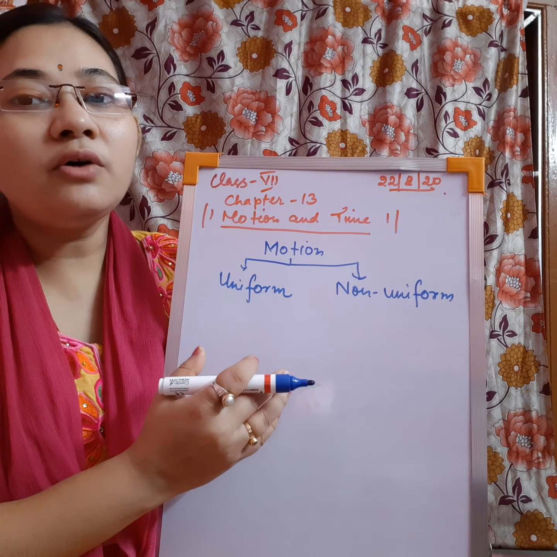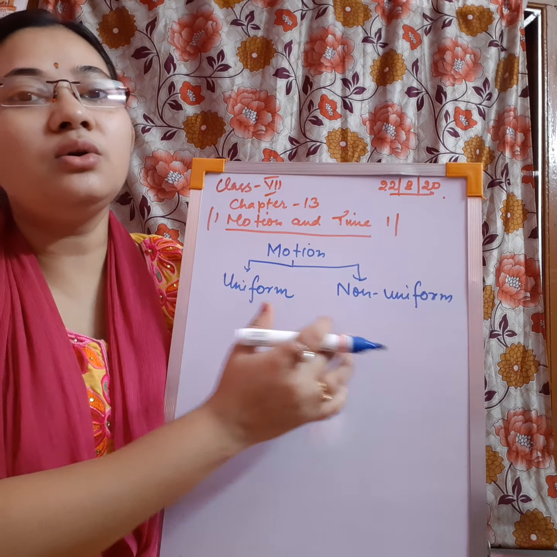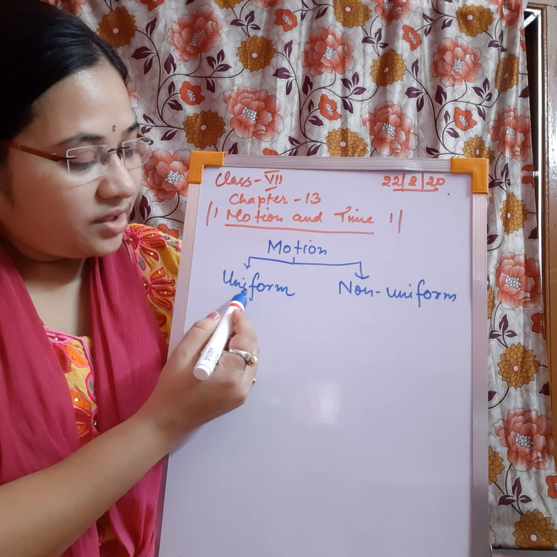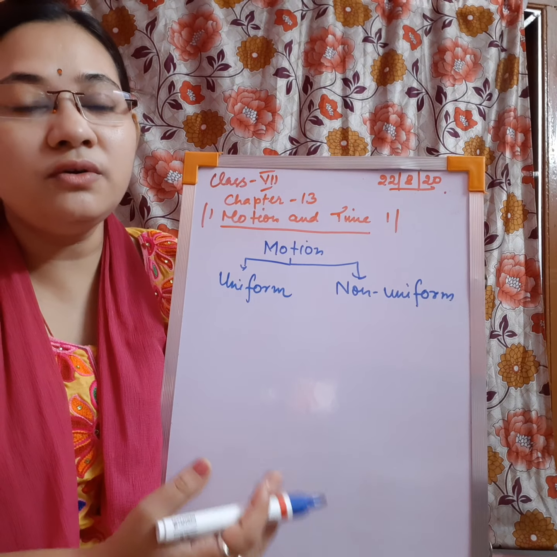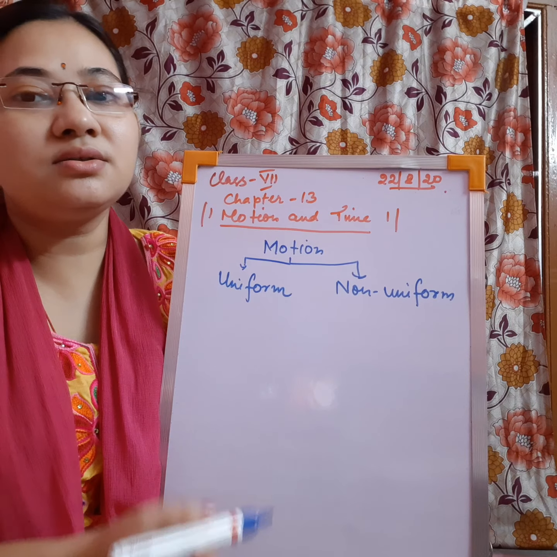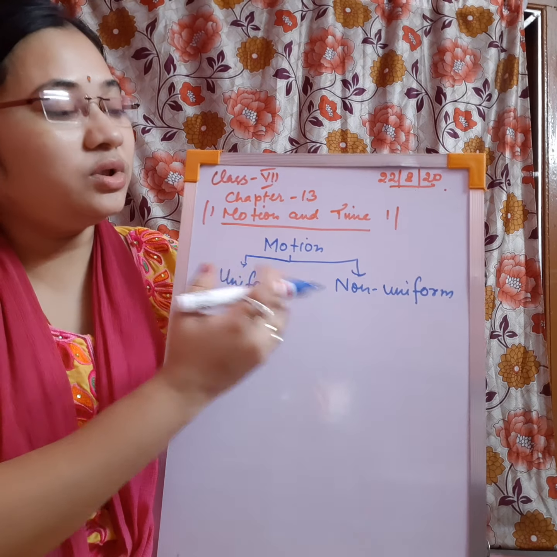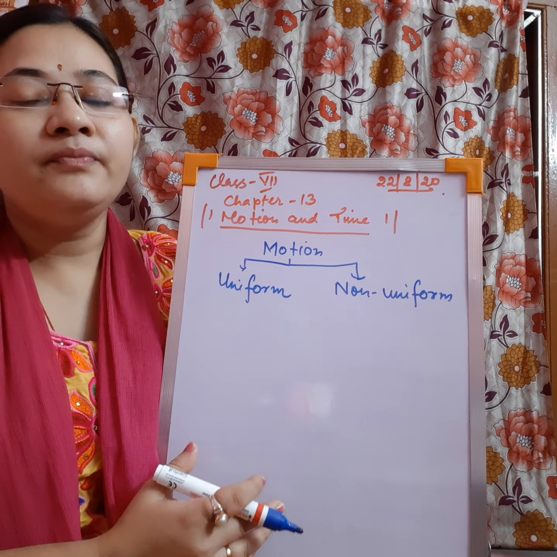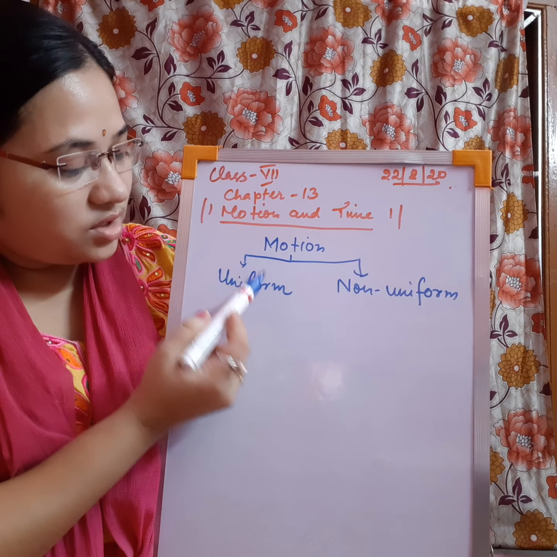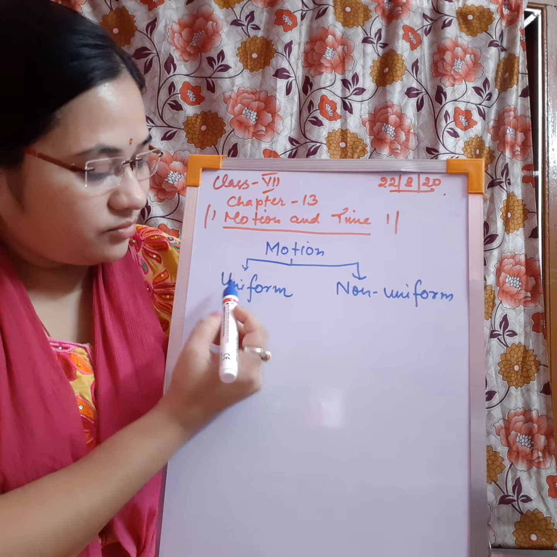Now motion can be of two types: uniform motion and non-uniform motion. Let us see what the characteristics of uniform motion and non-uniform motion are and how they are different from each other.